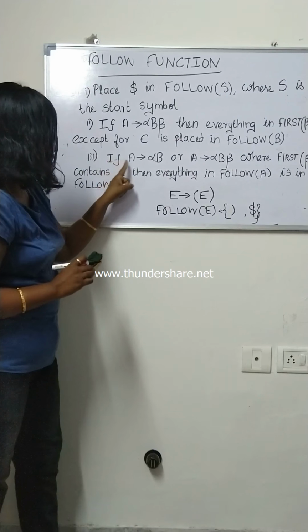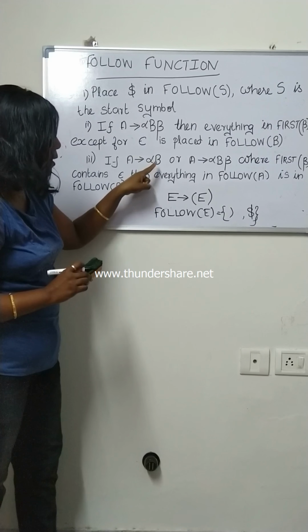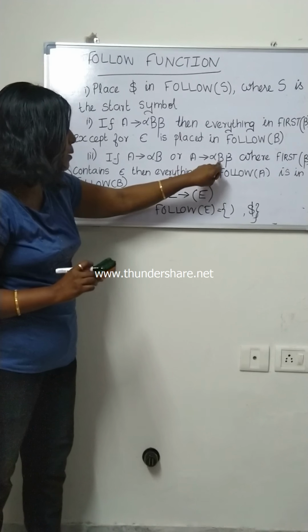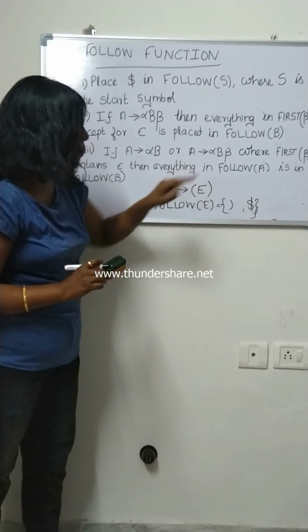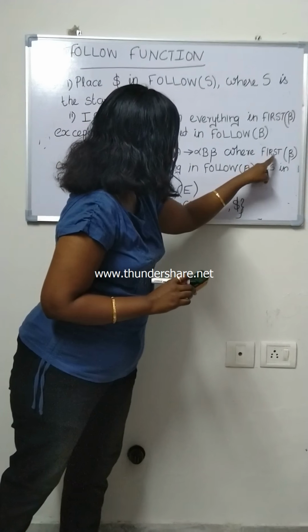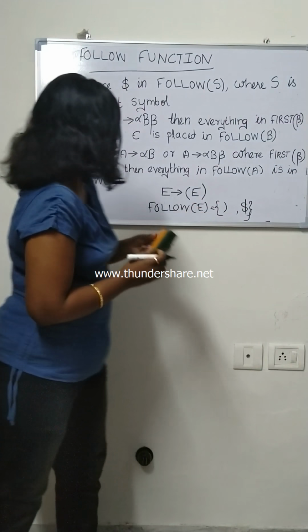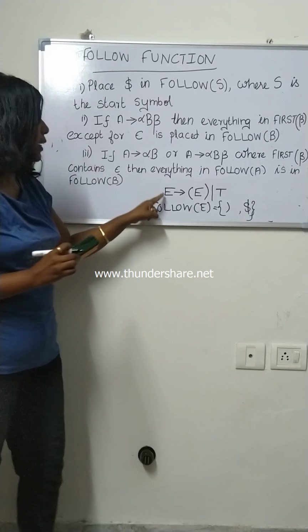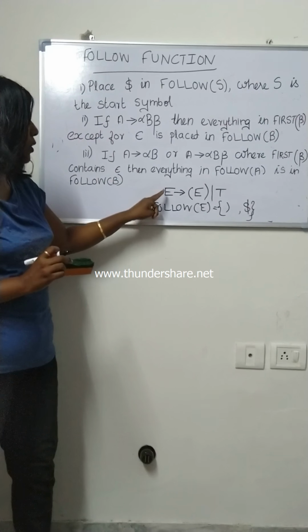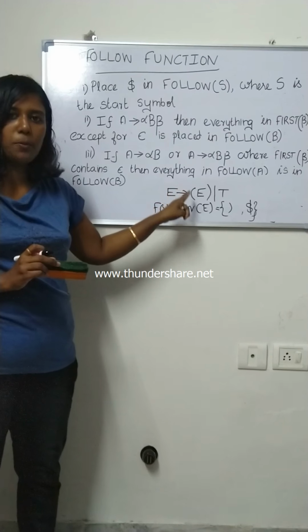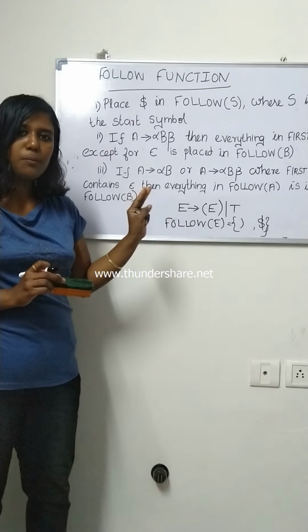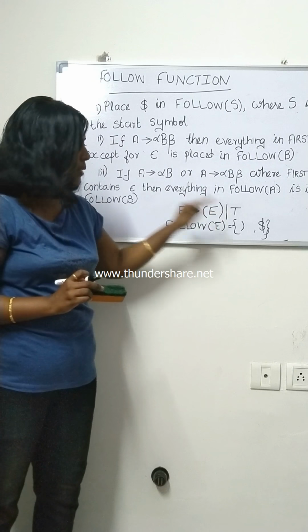Now the third rule: if A derives alpha B, or A derives alpha B beta where first of beta contains null. Suppose I have a production for T. I am having two E productions. One is E derives open parenthesis E close parenthesis, and my second production is E derives T.